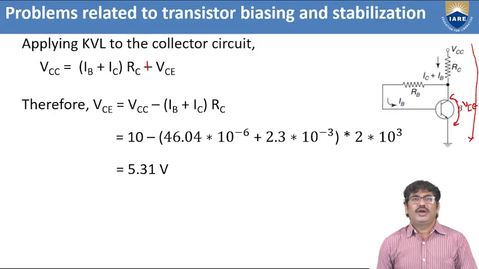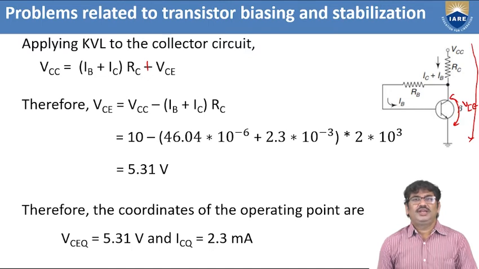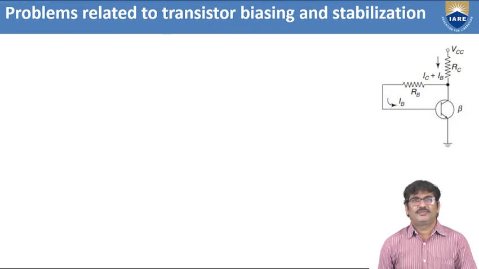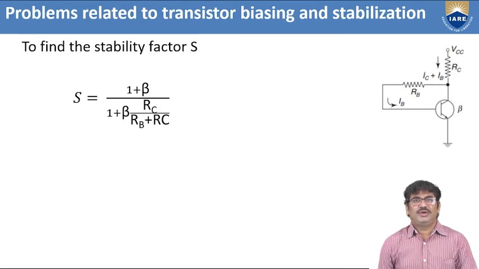So the quiescent point for the given biasing circuit is given as VCEQ is equivalent to 5.31 volts and ICQ is equivalent to 2.3 milliamperes. Next, we need to find out the stability factor. The stability factor for collector to base bias is given as S is equivalent to (1 plus beta) divided by (1 plus beta into RC divided by (RB plus RC)).